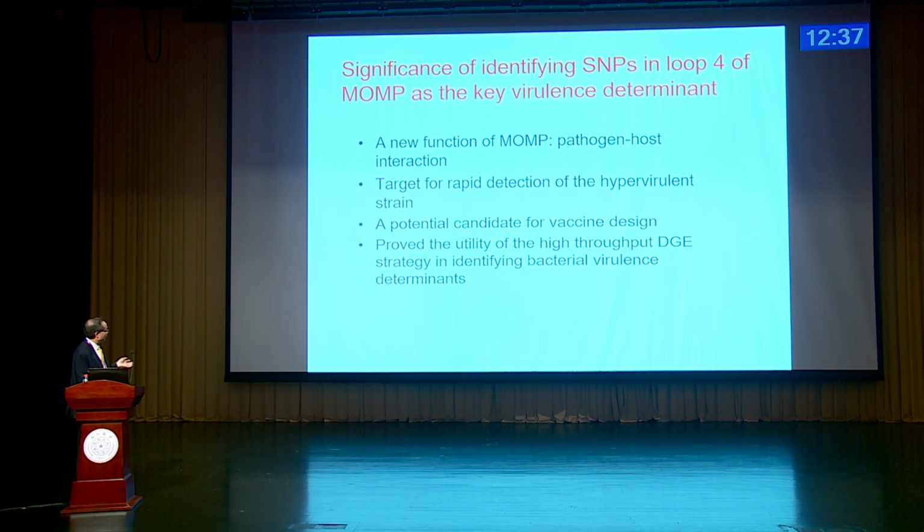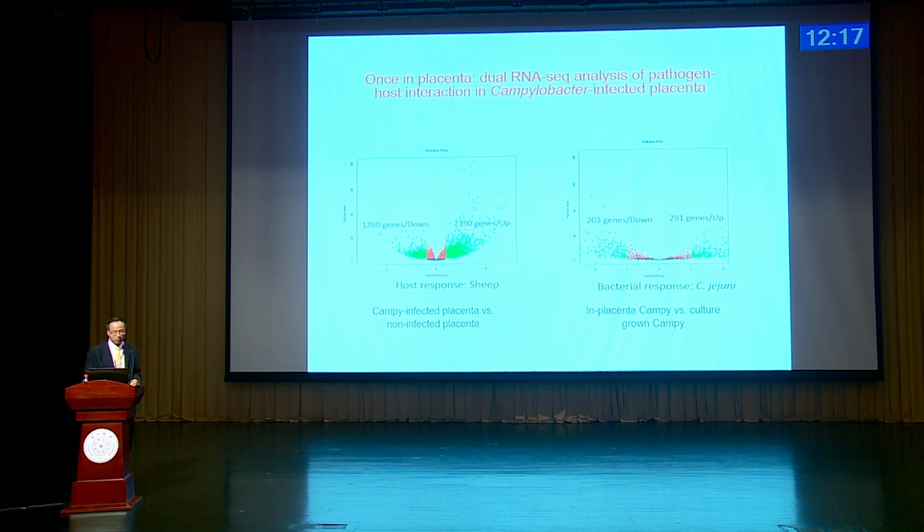And lastly, it proves the utility of DGE, which is a positive selection strategy to identify bacterial virulence factors. We have tons of genomic and comparative genomic data, but the bottleneck for us is how to make sense of the data. So I think this model can be very useful. So that's the identification of MOMP as a major virulence factor.